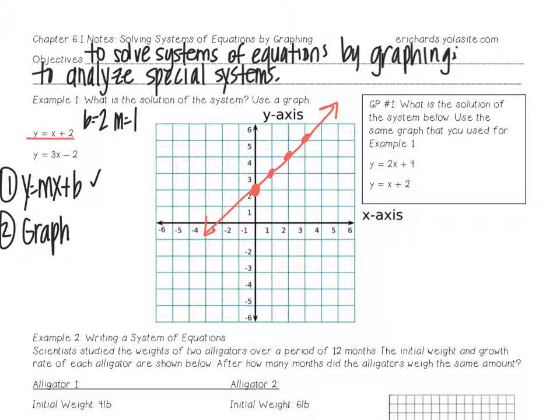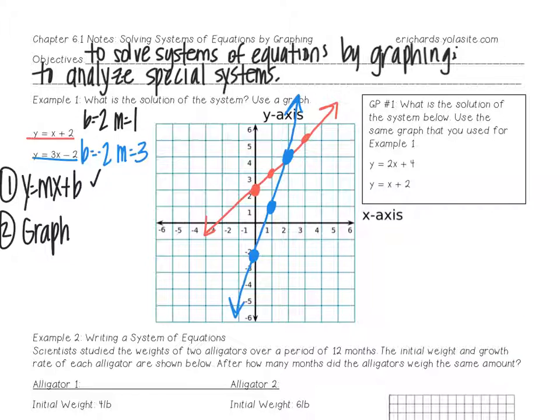And then the second one, we're going to graph in blue. Our y-intercept for this one is -2, and our slope is 3. So we're going to put a point on -2 on the y-axis, and we're going to rise 3, run 1. Rise 3, run 1. And keep on going until your lines cross. Make good long lines so you can see where they cross.